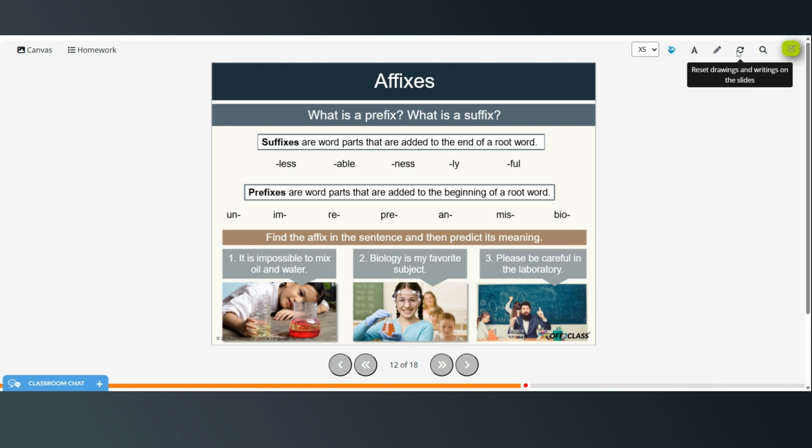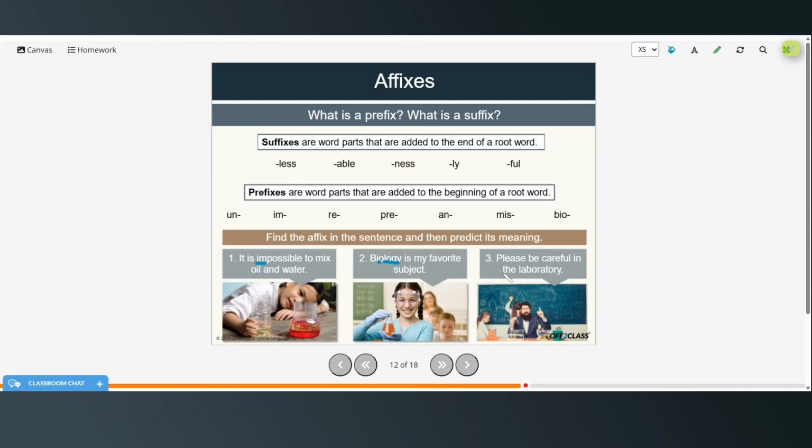So if we start here, it is impossible to mix oil and water. The affix is im, it's a prefix, and basically means not. It is not possible to mix oil and water. Here, biology is my favorite subject. So ology is the suffix, and basically it means the study. Bio means life, so biology is the study of living things.